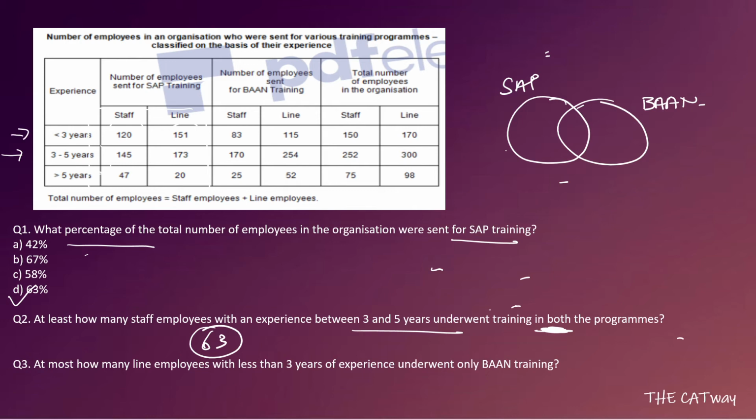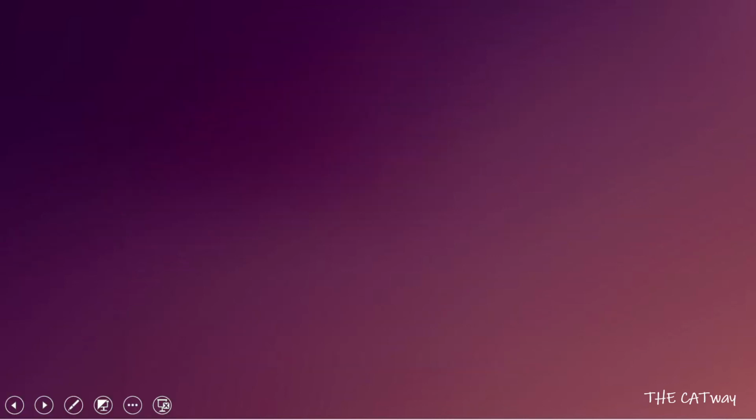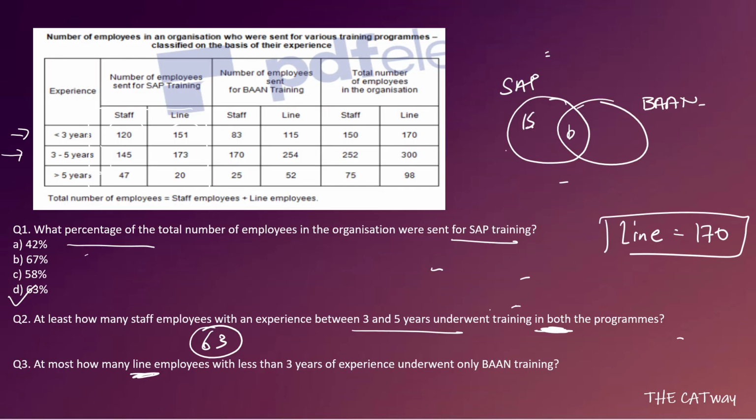The total number of line staff is going to be 170, because we are only going to talk about line employees. Further, it has been said that we need those who underwent only BAN training. Let's say the number of employees who went for both the trainings is B. Then only SAP is going to be 151 minus B, using the same concept which we used in the last question. And similarly for BAN it will be 115 minus B.